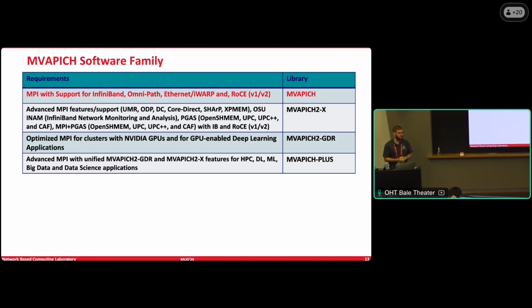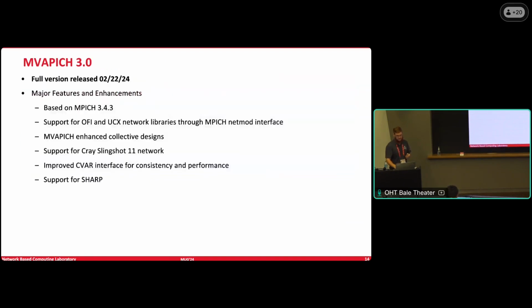And then we also have our MVAPICH 2 GDR software stack that is aimed at optimizing for GPU applications. And what we're currently working on is bringing both of those two enhanced stacks under the umbrella of MVAPICH Plus, which is going to include all of our optimizations, all of our cutting edge research, and everything that we're working on developing and enhancing. And then we will start to, as those designs become more widely accepted, easier to use, we'll start to move them into the open source version as we go.